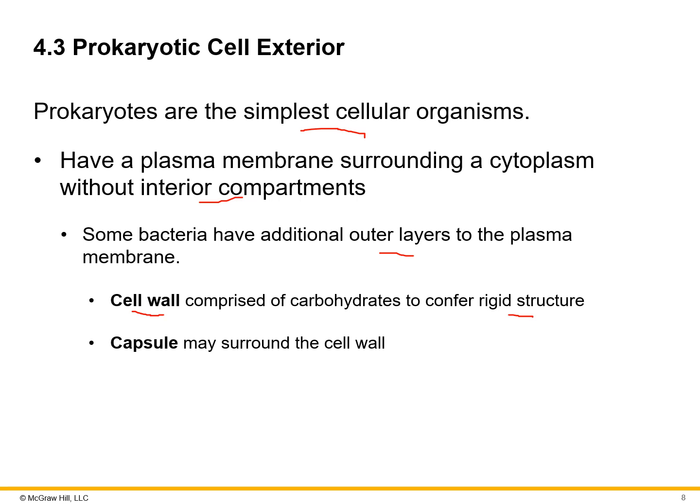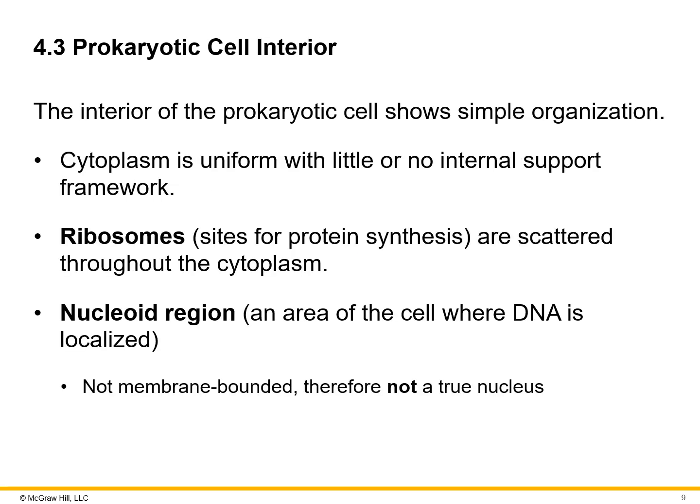And then a lot of them, especially those that cause disease, have a capsule, which is made up of a sugary layer, and that helps them stick. It also helps prevent our immune system from seeing them and attacking them. Then inside of the cell, they have cytoplasm.